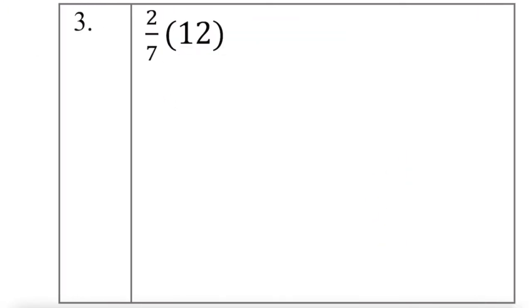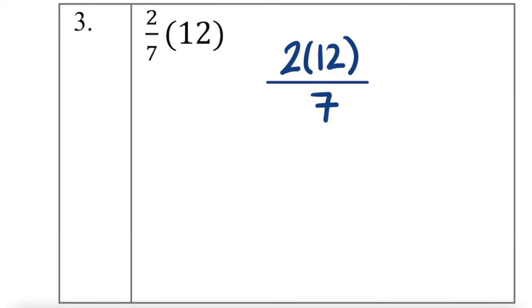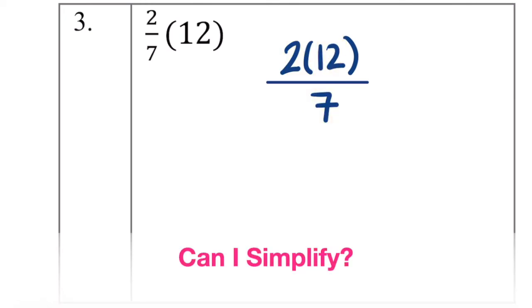On to number 3. Let's start by putting our multiplication in the numerator. 2 times 12 divided by 7. Can I divide here? Well, I can't divide 2 by 7, and I can't divide 12 by 7, so no. Can I simplify? I can't simplify 2 and 7.